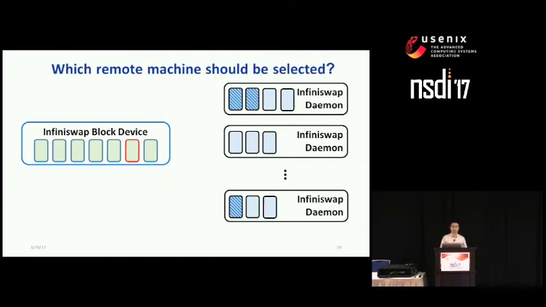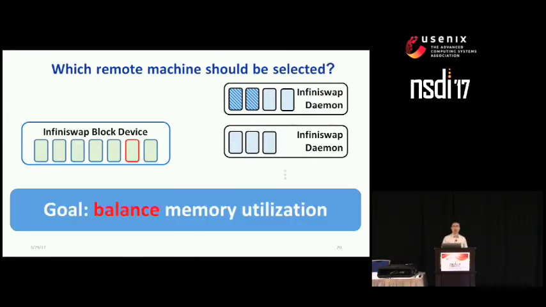When a slab from the block device is looking for remote memory, we have to pick a remote machine very carefully, because higher memory utilization at the remote machine side will generate more slab evictions, and slab eviction will create performance degradation on the block device side. So the goal in this selection is to balance memory utilization across all the machines in a cluster.